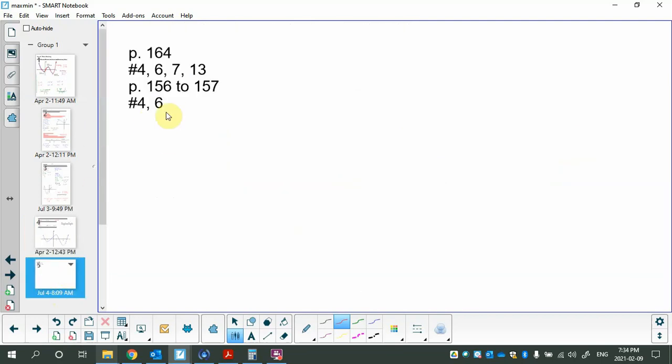So this, from your textbook, 164 number 4, 6, 7, 13, and 156 to 157 number 4 and 6. This may be adjusted for Quadmester system. Check the Google site.